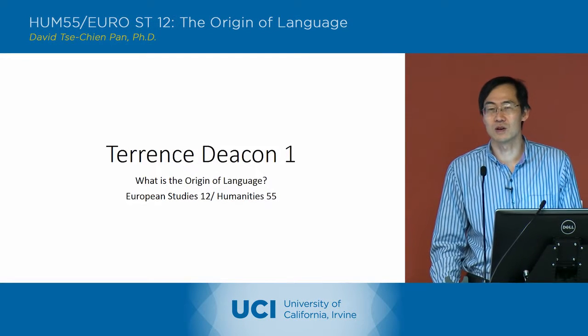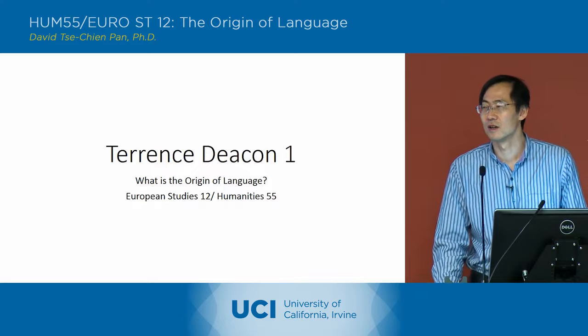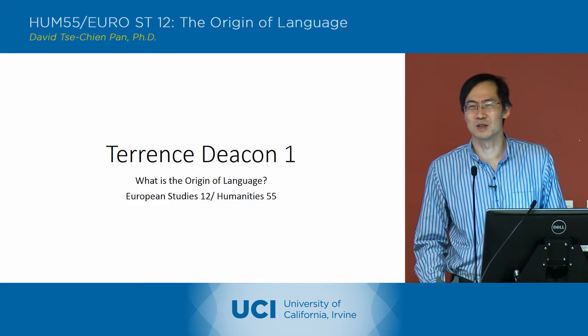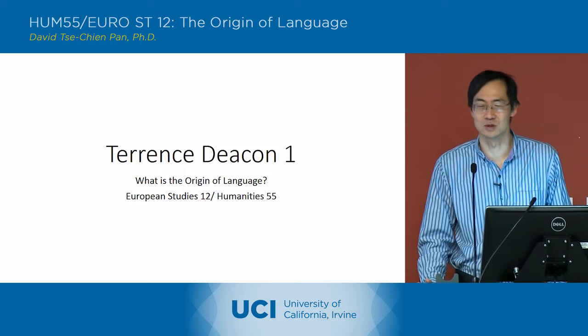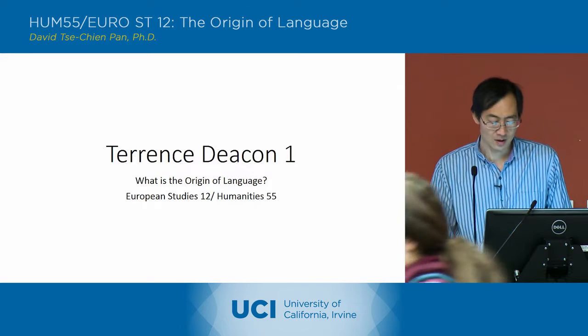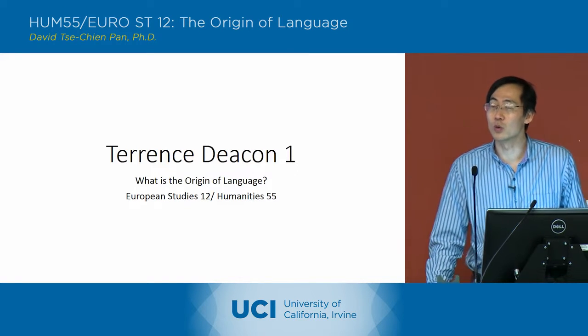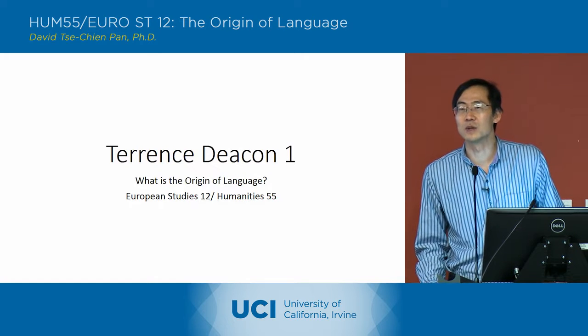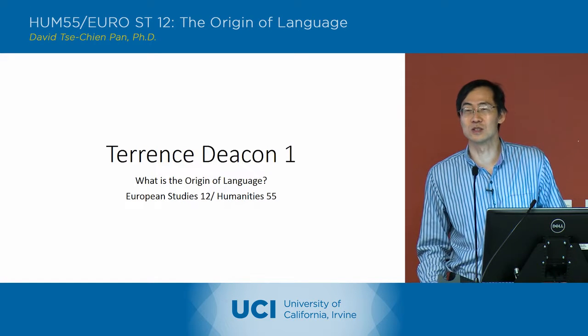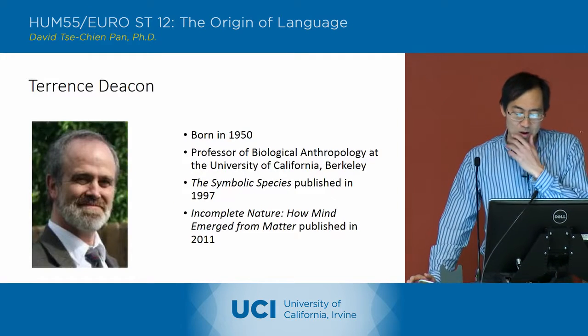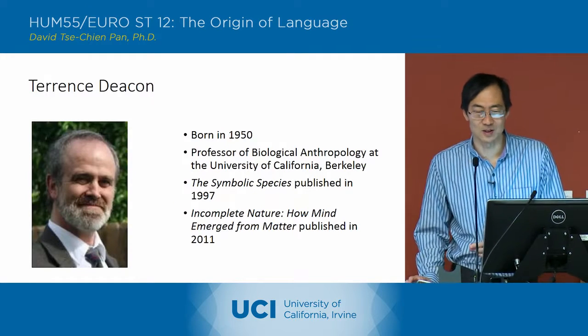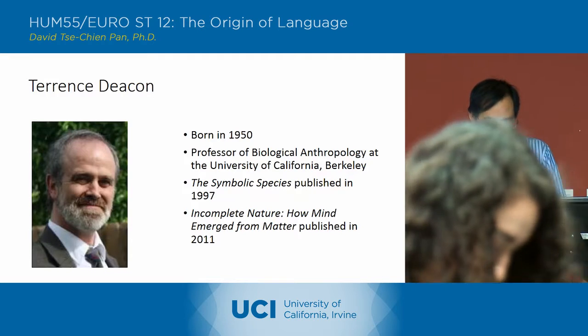We're starting today with Terrence Deacon, Symbolic Species. This text happens to be long and somewhat difficult, so hopefully the lectures will clear up some of the questions you'll have. I'm going to start with Deacon's beginning question. He says that in his book, he runs into this question when he goes to visit a class of school children.